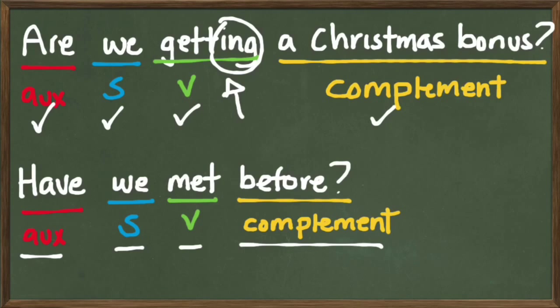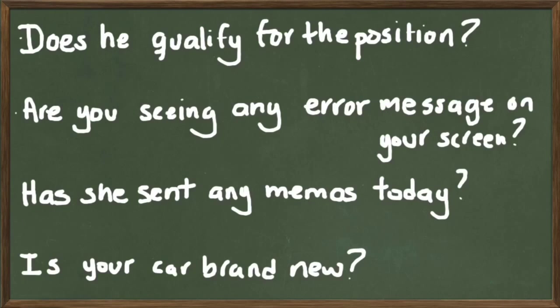Have we met before? This time around, the verb is in past participle, as I mentioned before. Met. Let's move on. We have another set of examples, and I hope that we can also label them. And you will notice that it doesn't matter the tense, the formula is the same.